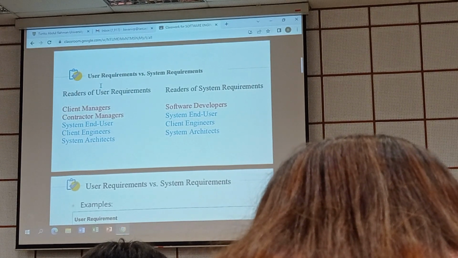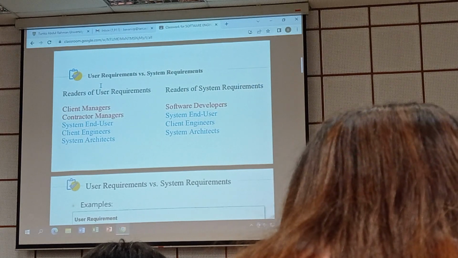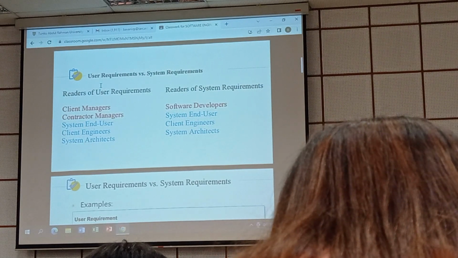The one that you can see in the red color text, that is very, very important.